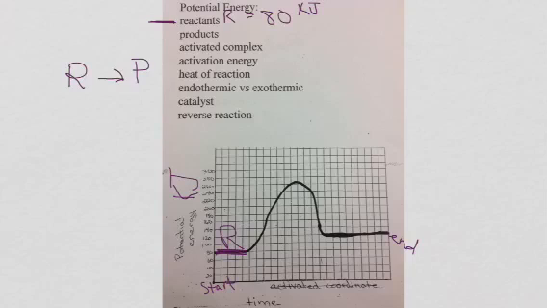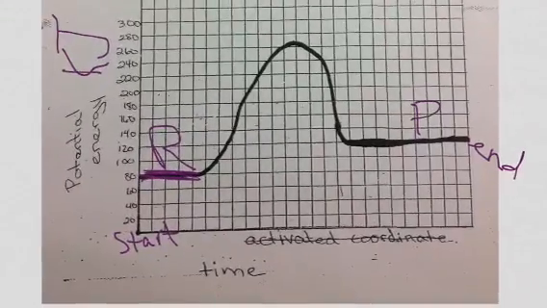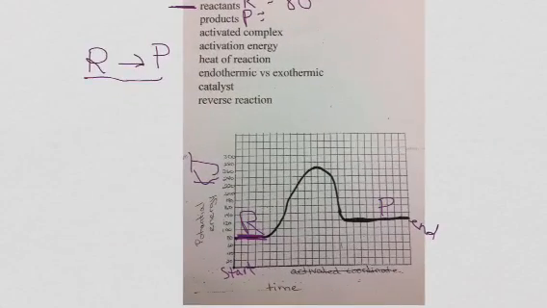Okay, and the products, as we can see over here, are at the end. So, we'll just label those P. So those would be down here at this flat part. So for the number for this one, it would be 120. So, just go over from here. 120 kilojoules. So those are pretty straightforward.